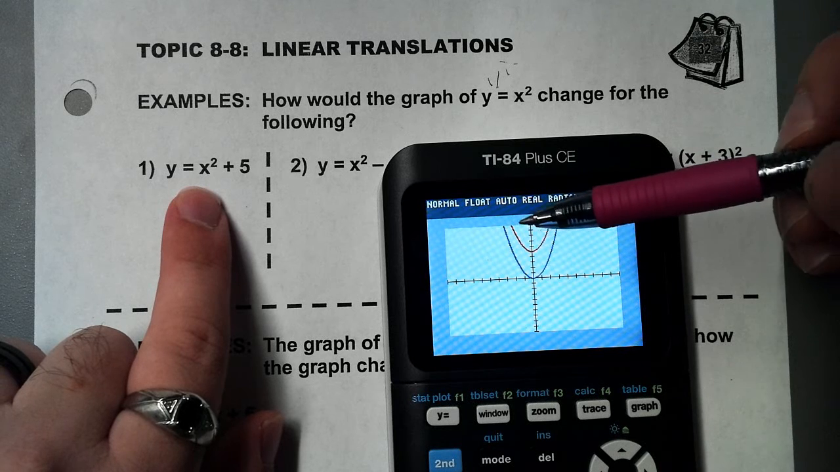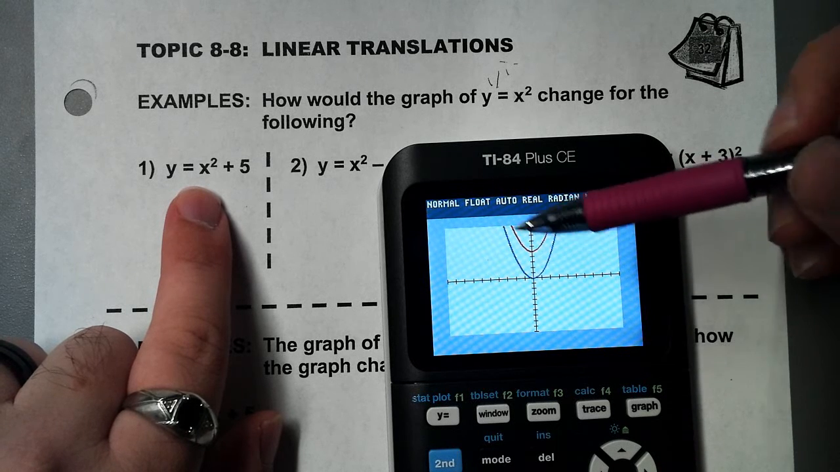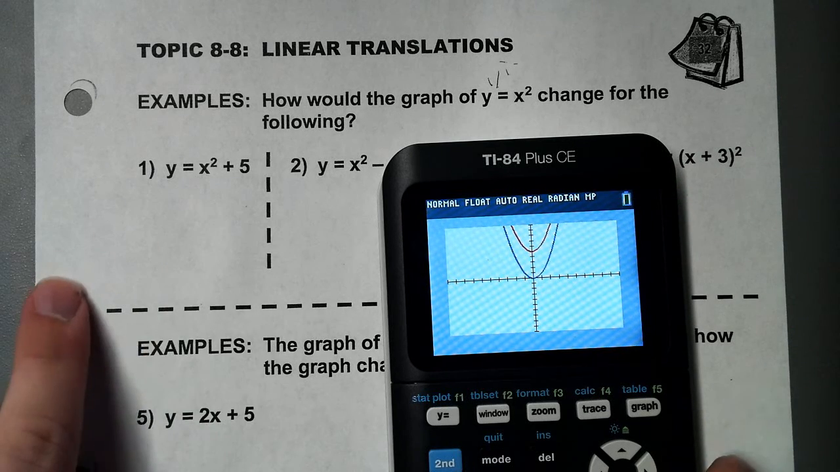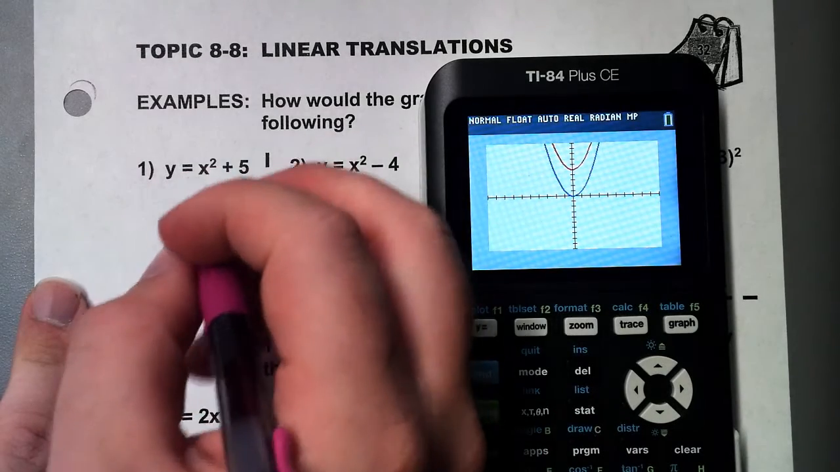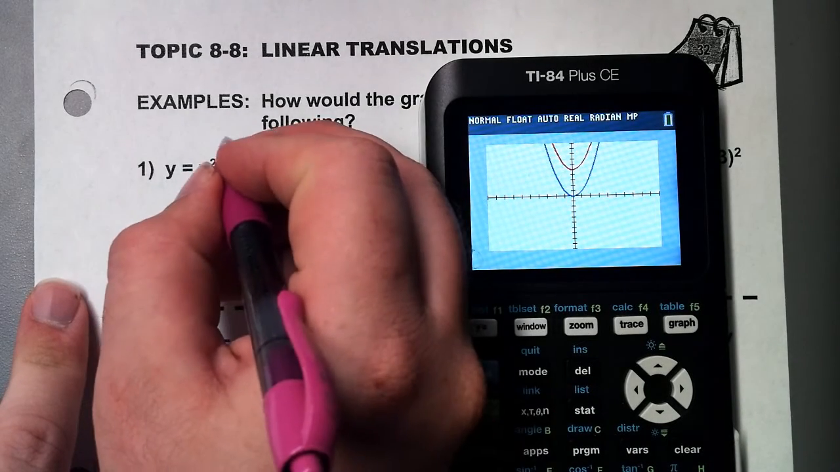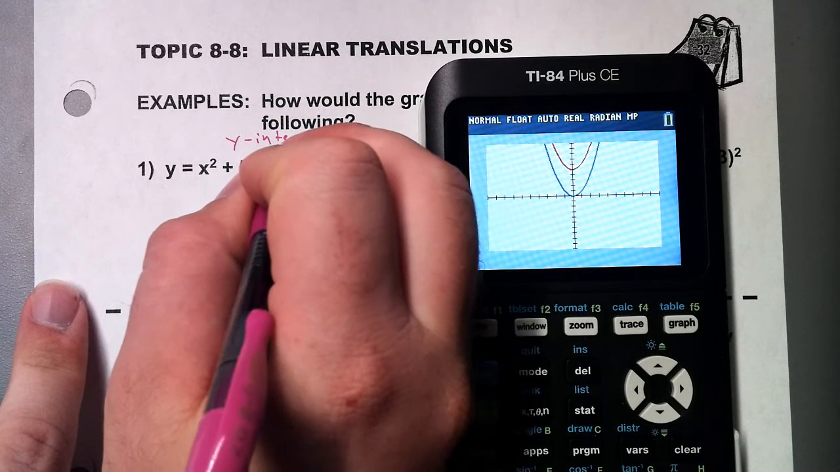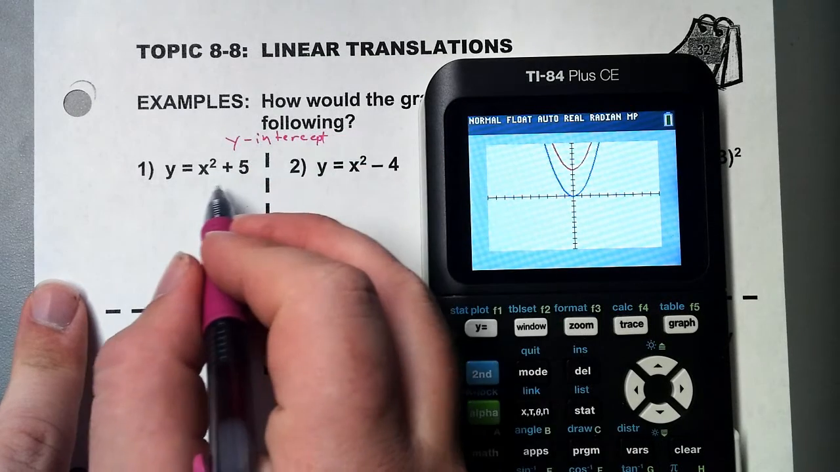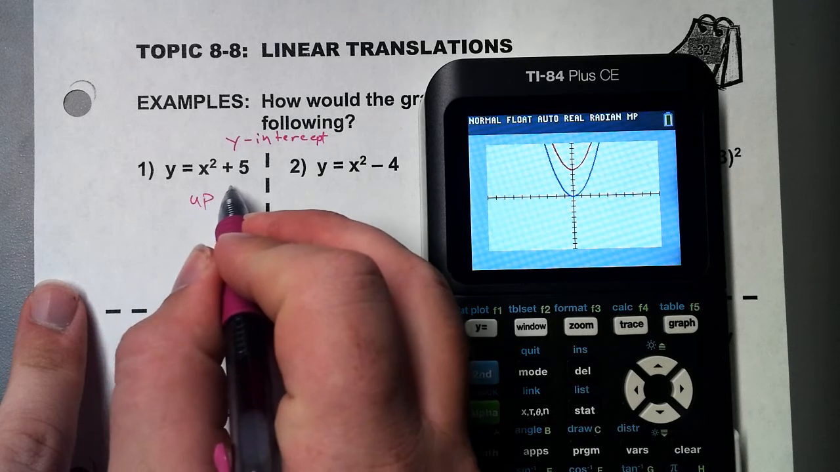Well, you can see that on the second one, we have the same type of graph. It's just moved up 5 places. So this is just affecting our y-intercept. So when plus 5, it's going to go up 5.